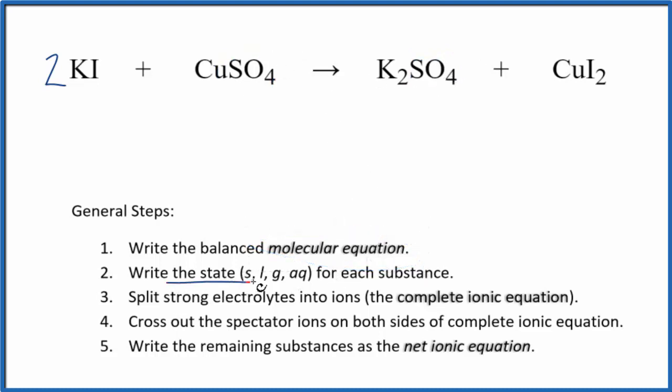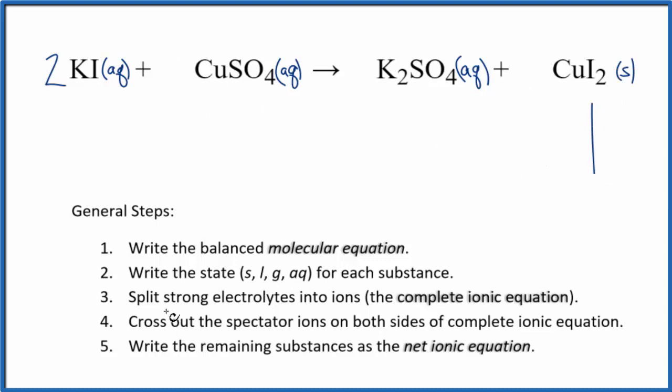Now we write the states for each substance. KI, potassium compounds are very soluble. Put a little aq, that's going to dissolve and dissociate. Copper sulfate, very soluble, dissolves, dissociates. Same again, we have this potassium compound here, and then we have this CuI2. Compounds with iodine are often soluble. In this case, though, copper(II) iodide does not dissolve in water. It's insoluble. Very small amount dissolves. So we're going to call this a solid. These two compounds react. This will be a precipitate, and it'll fall to the bottom of the test tube.